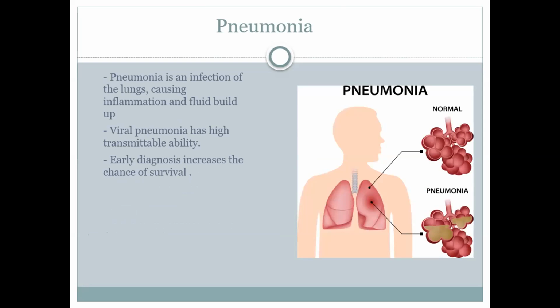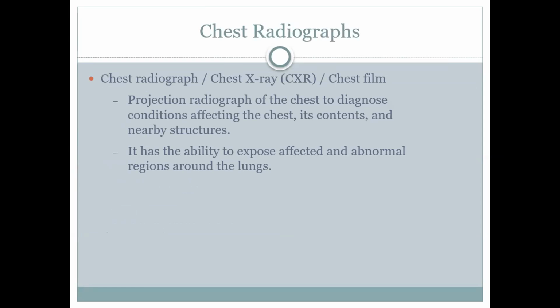Pneumonia is also a viral and transmittable disease like COVID-19. It spreads through particles of liquid that are coughed into the air, and another person can get infected from it, and it affects the lungs region as well. Early diagnosis of this can increase the chances of that person surviving.